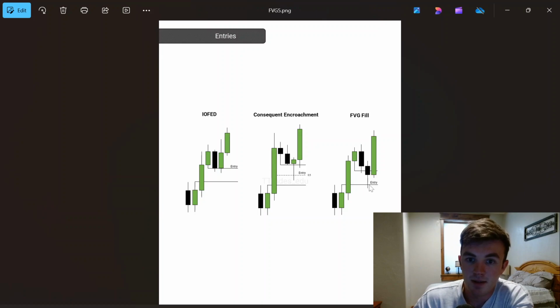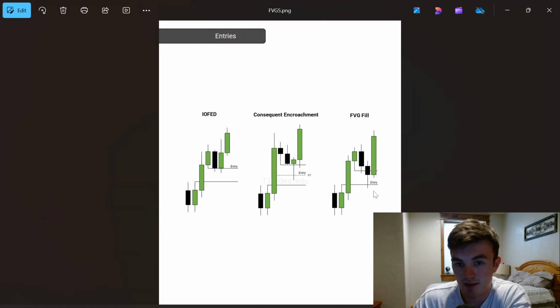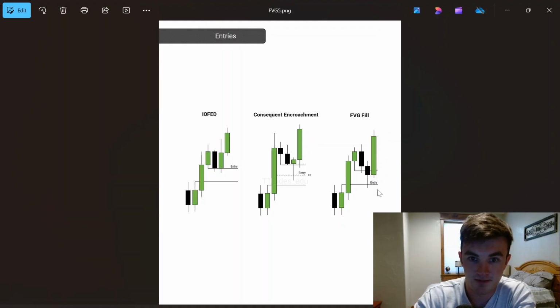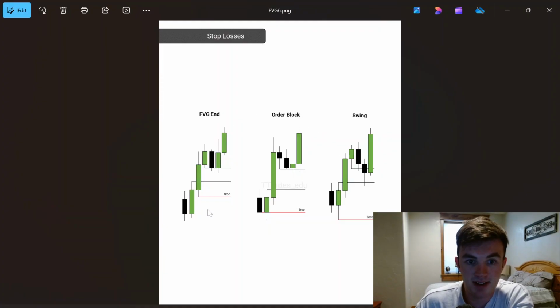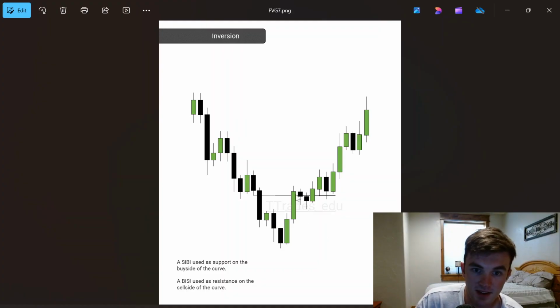Sometimes people prefer to wait until the entire fair value gap gets filled. Your stop loss goes either below the fair value gap, below the candle bodies down here, or below the swing low. And then, as we talked about, this represents an inversion where price closes above, and when there's an inverse fair value gap, that represents an entry point to go in the opposite direction, because this fair value gap was not respected.